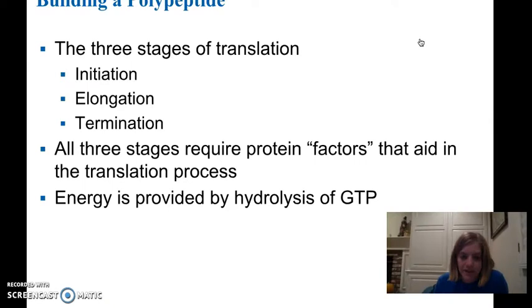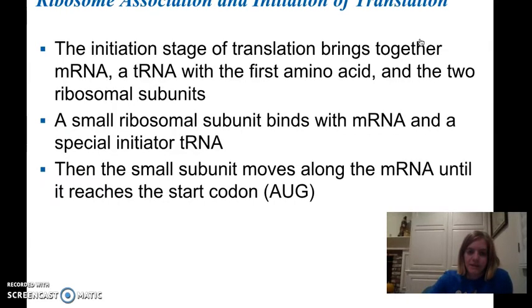All 3 of these stages require protein factors, which are essentially different enzymes that help catalyze the translation process and put everything together. And the energy for this process is provided primarily by the hydrolysis of a molecule known as GTP, which stands for guanosine triphosphate. It's very similar to ATP, except instead of adenine, it's guanine. So if you see GTP, I know we've briefly mentioned it before, that's what is being used to catalyze and give the energy for this process.